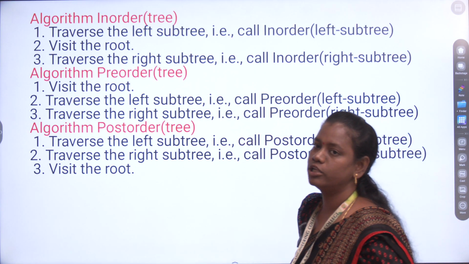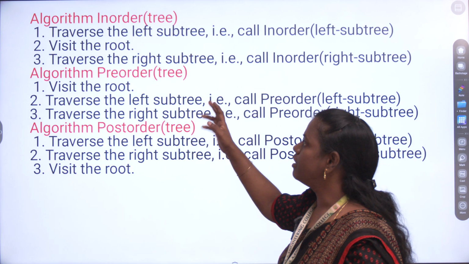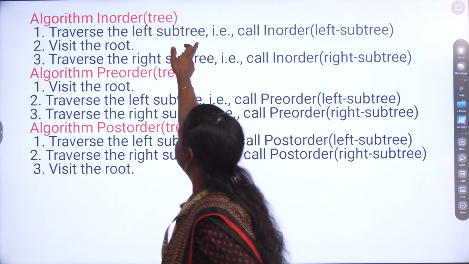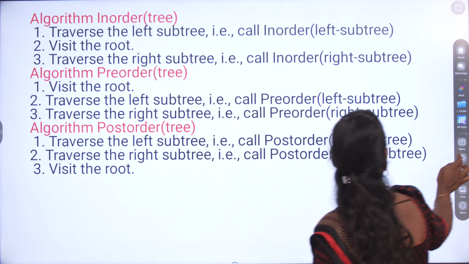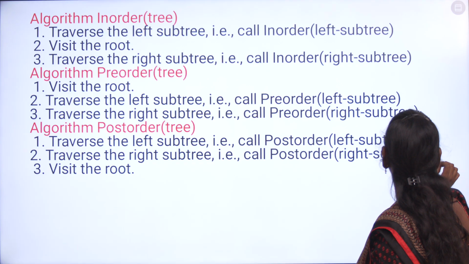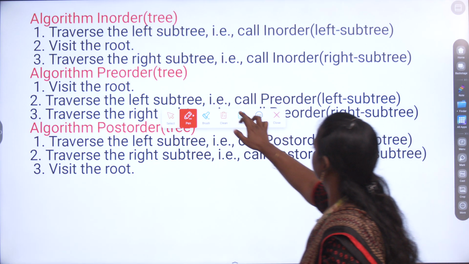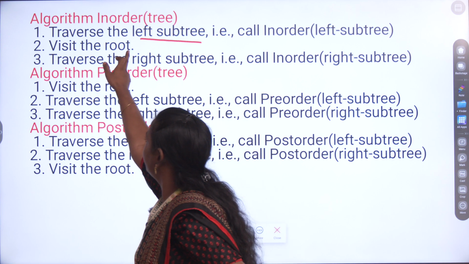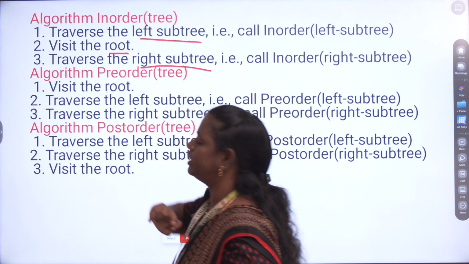And then this is your algorithm to perform your tree traversal. First, we need to visit the left subtree, and then we are going to visit the root, then we are going to visit the right subtree.